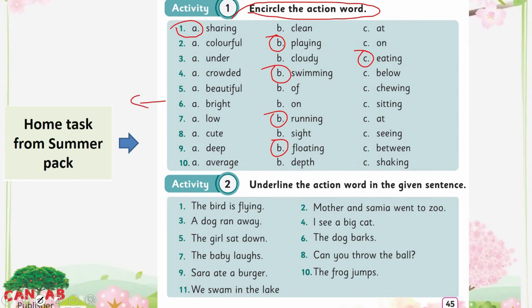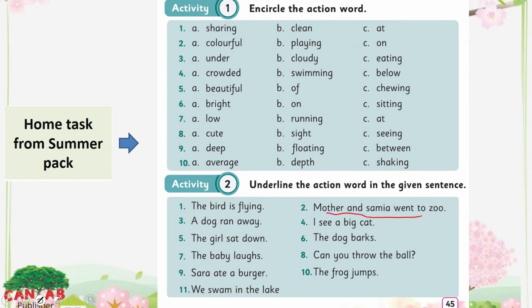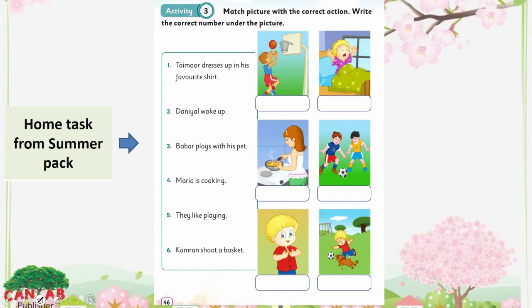Underline the action word in the given sentences. There are 10 sentences here. You have to identify the action word in the sentences. The first one here, the bird is flying. Yes, the flying is an action word. The second one, mother and Samia went to zoo. Went is an action word. The third one, a dog ran away. Yes, ran is an action word. The fourth one, I see a big cat. See is an action word here. So you have to identify all the action words in the remaining sentences. It's another home task from Summer Pack, page number 46.